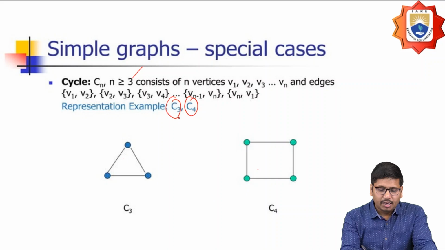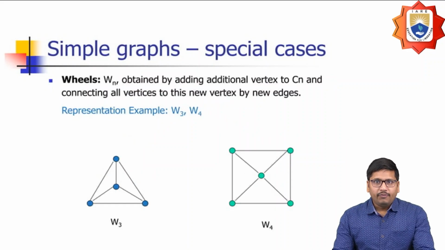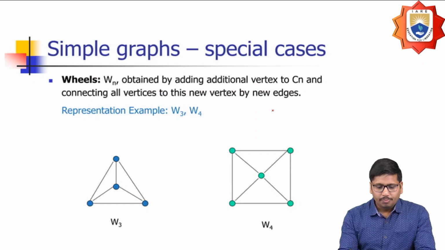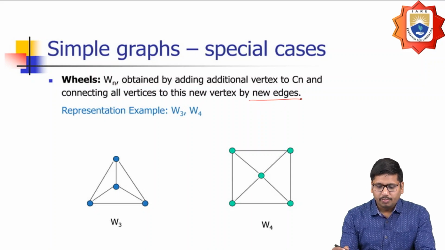That means there exists a cycle of vertices of order 3, and there exists a cycle of 4 vertices. So next we are going to see wheels. A wheel is obtained by adding a vertex to Cn and then connecting all the vertices to the new vertex by new edges.